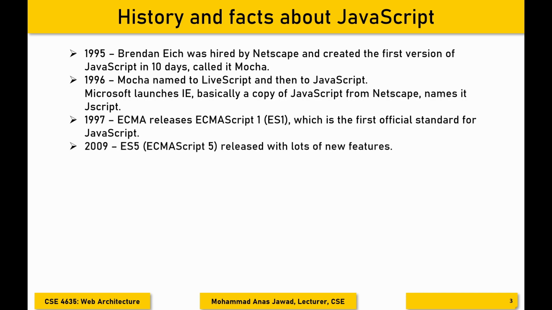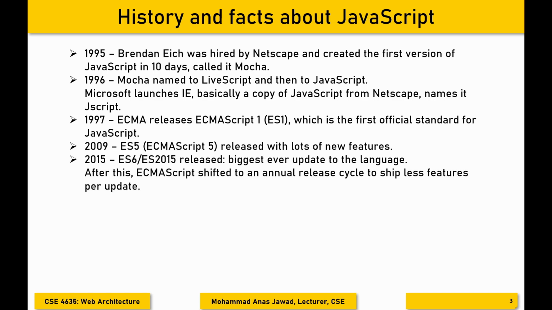In 2009, ES5 or ECMAScript 5 was released, which was a very big update to the JavaScript language, and it contained a lot of new features. Now remember, when JavaScript was released way back in 1995, it already contained some of the core features that we still use today. Alright, so in 2015, ES6 or ES2015 was released. This was the single biggest ever update to the language, and it contained a lot of core functionalities and features that are used in all modern web development today.